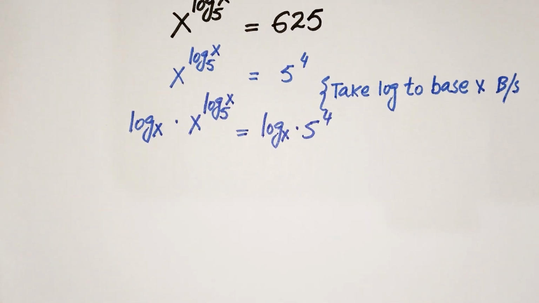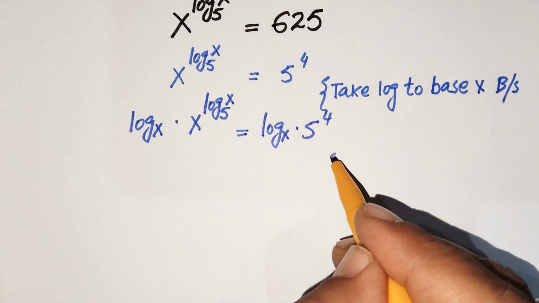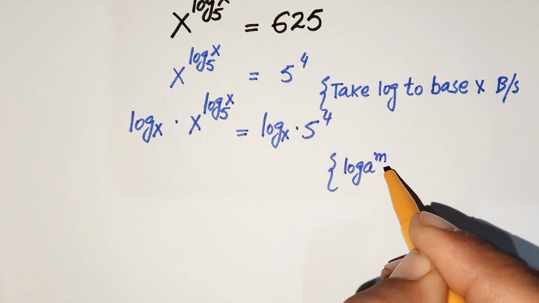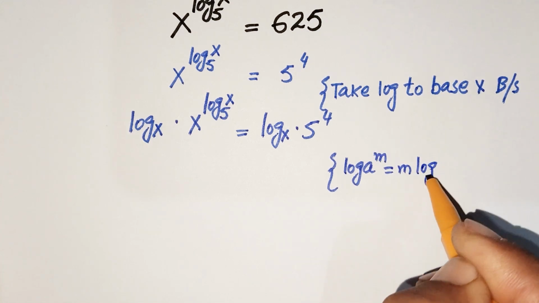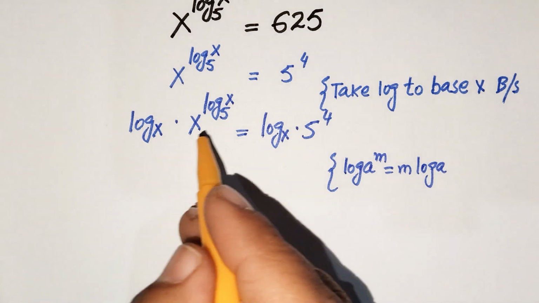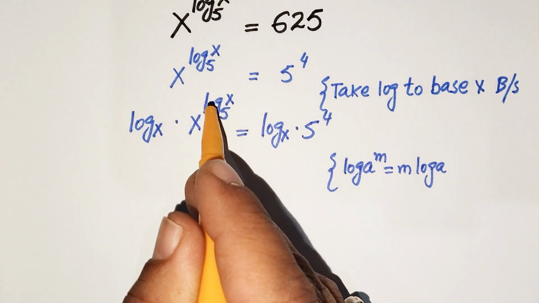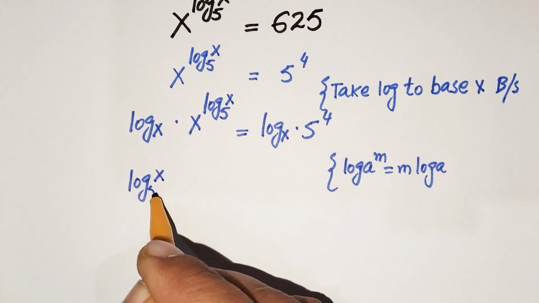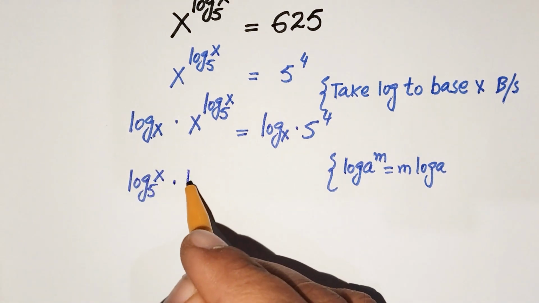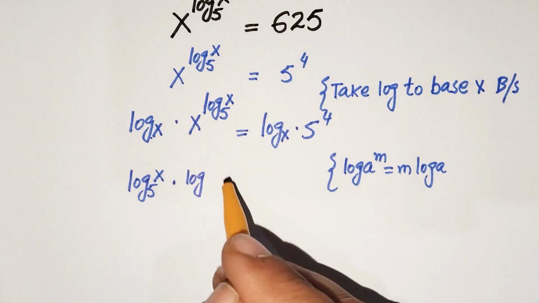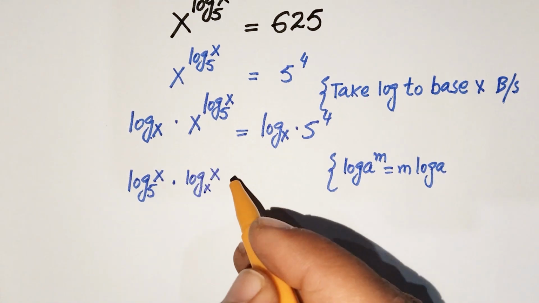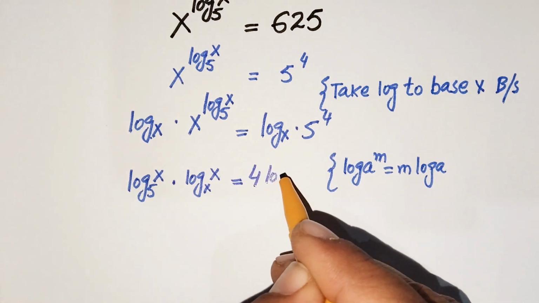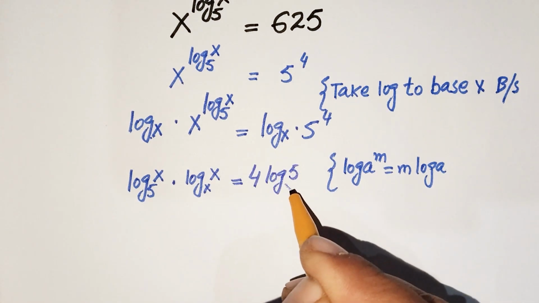So now we see that if we use that logarithm law, that log a raised to the power m is equal to m log a, so it can be written as that here it is exponent, so we are going to shift here that log x with base 5 times this log x with base x is equal to, here it can be written as 4 log 5 with base x.